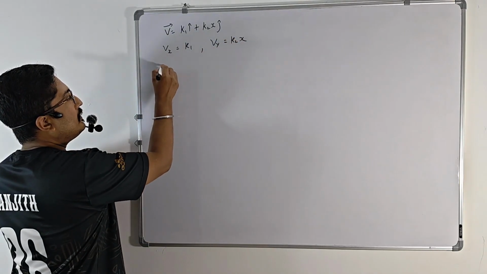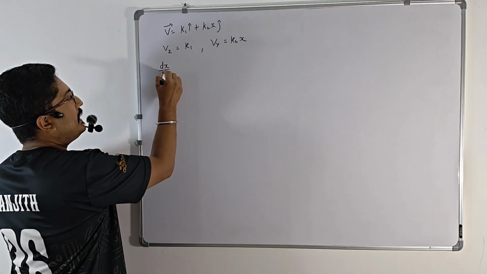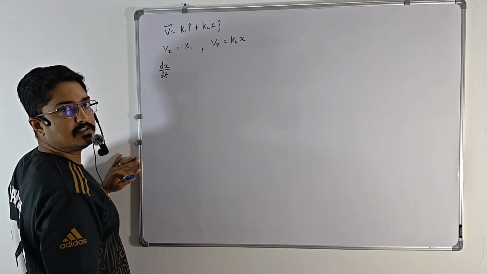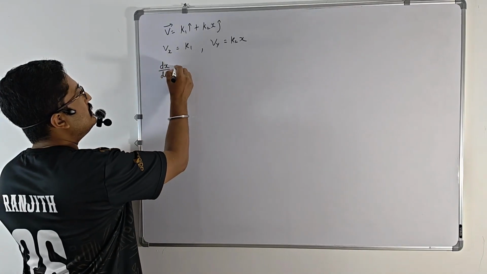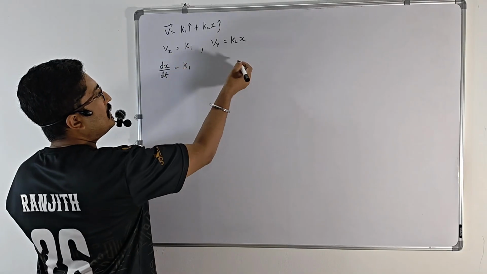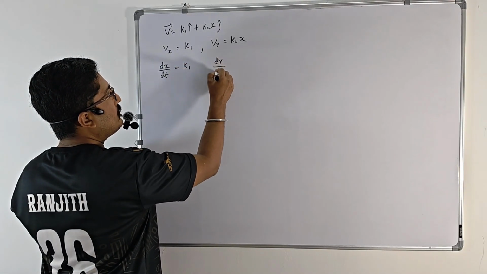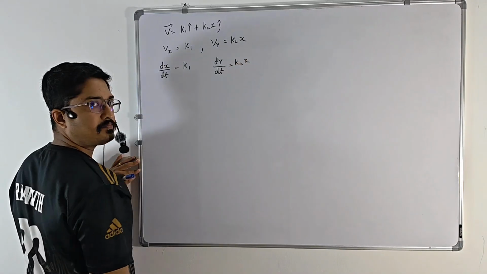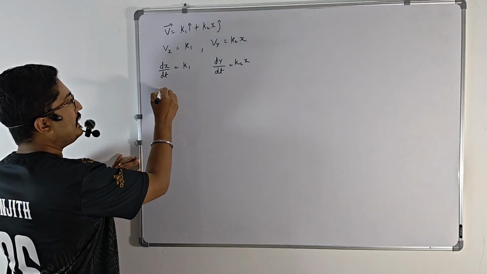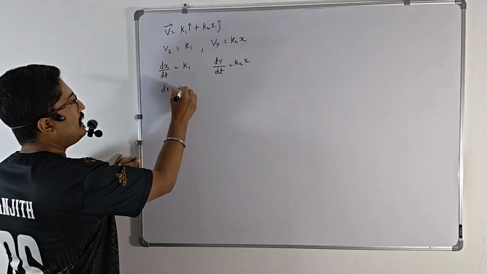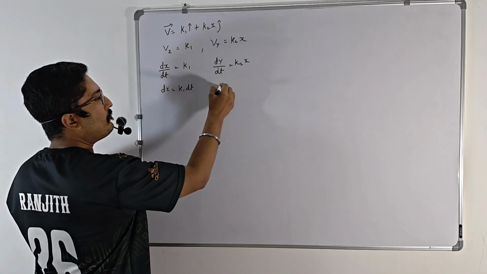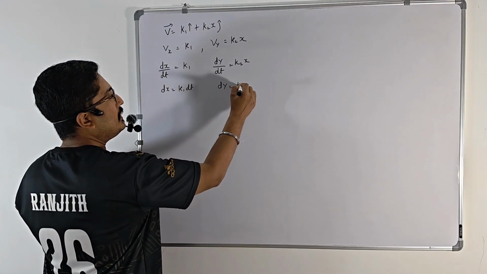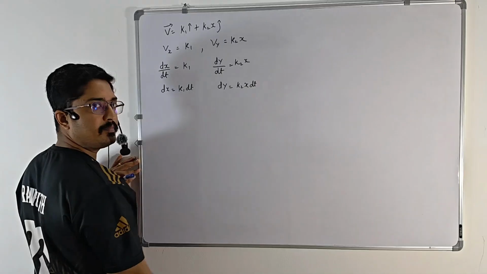So here I can write dx by dt. The x component of my velocity, the rate of change of x, is equal to k1, and the y component of velocity, the rate of change of y, is given as k2x. If I'm interested in finding x from here, I can integrate this way, and for finding y, I can do it as k2x dt.